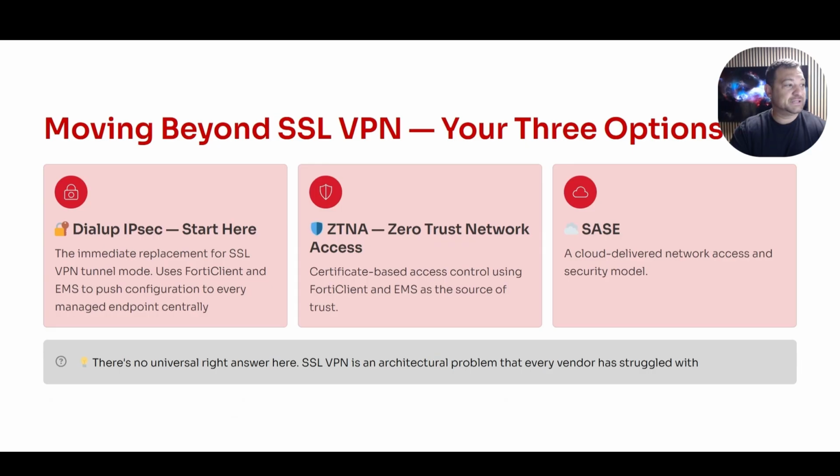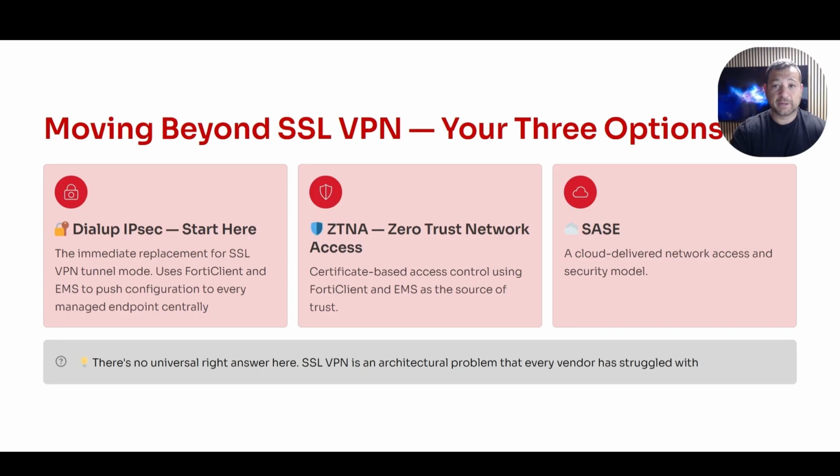The quickest and easiest phase 1 approach is to convert all your users to dial-up IPsec VPN. This is the easiest solution to move to, especially if you're using FortiClient EMS. You could just configure this and deploy this out to all your end users pretty easily.